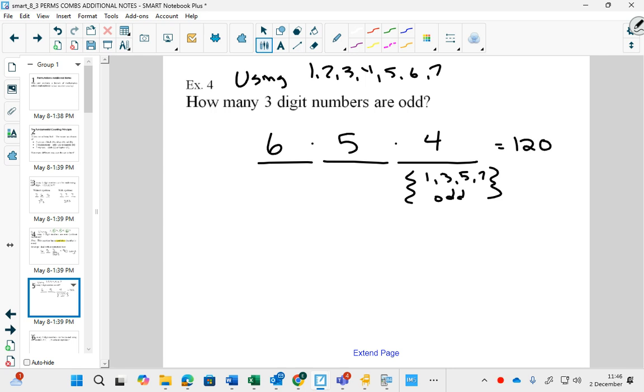Did you get 120? Deal with the restriction first. This time there'd be 4 choices because it's odd. You've used up a number, leave 6 left, then 5. Can anyone see how they could use the answers in example 2 and example 3 to get 120 as well, but not use this?